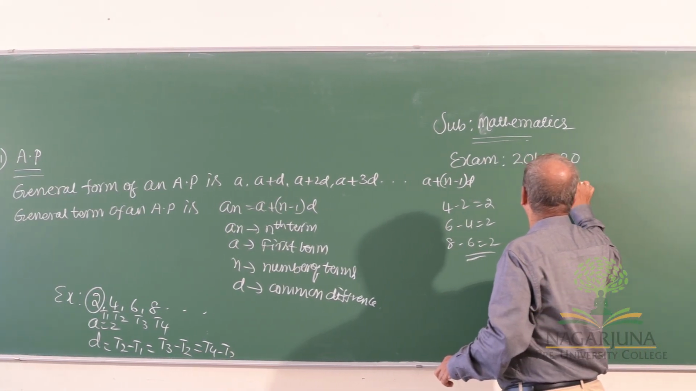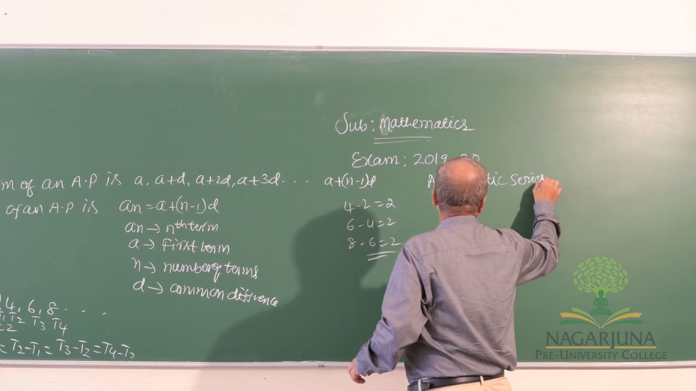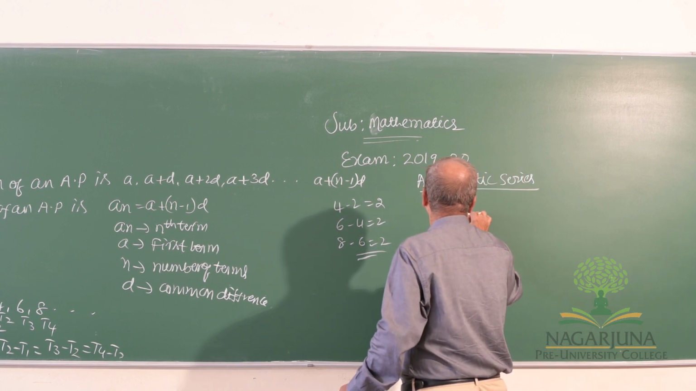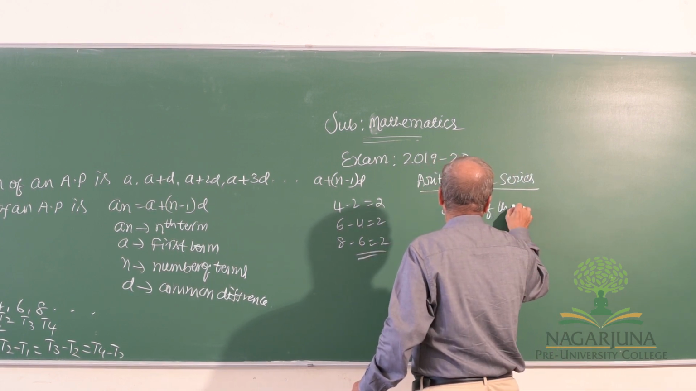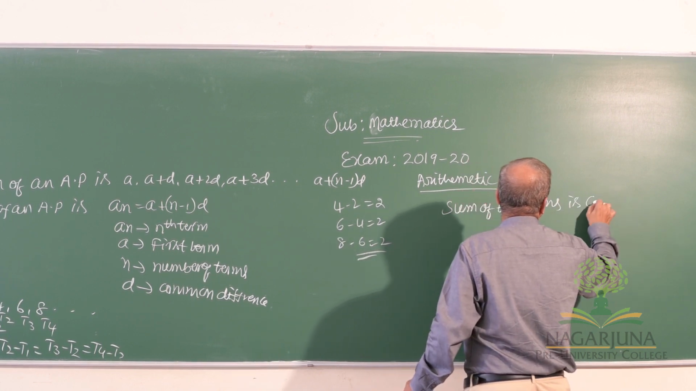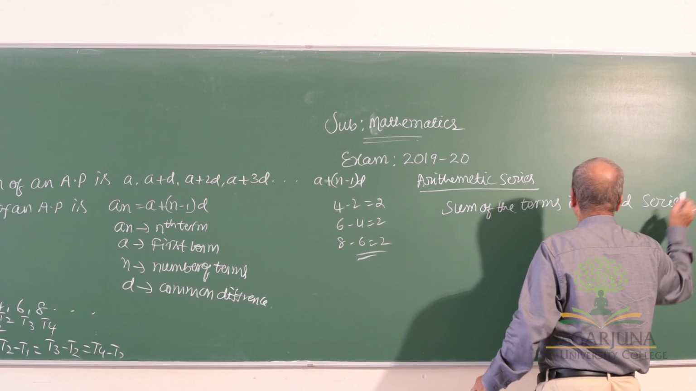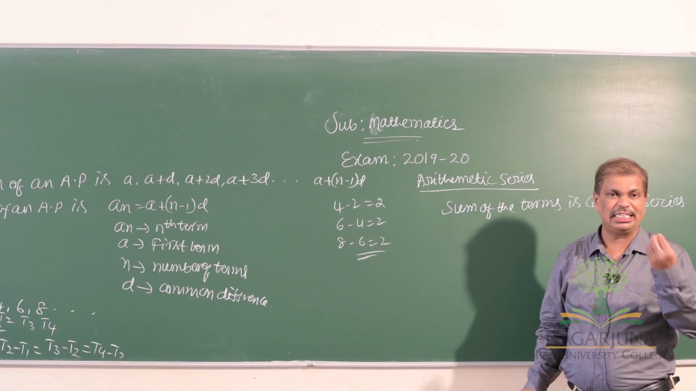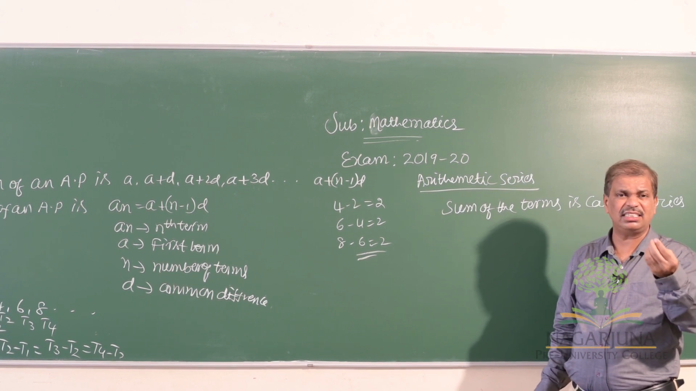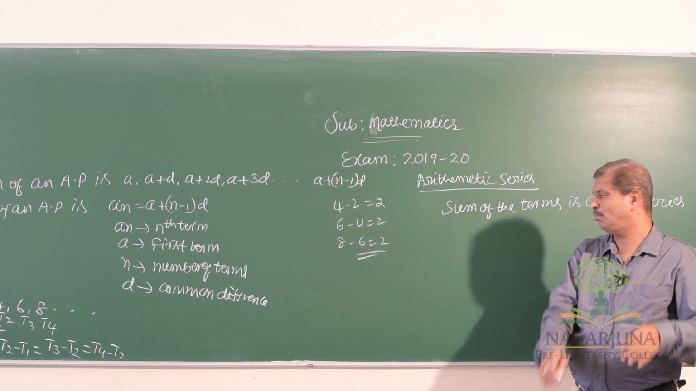So what is an arithmetic series? A series is nothing but the sum of the terms. Arithmetic series means the sum of the terms. There are two types of series: one is the finite series, another is the infinite series. A finite series has a finite number of terms. An infinite series has an infinite number of terms.